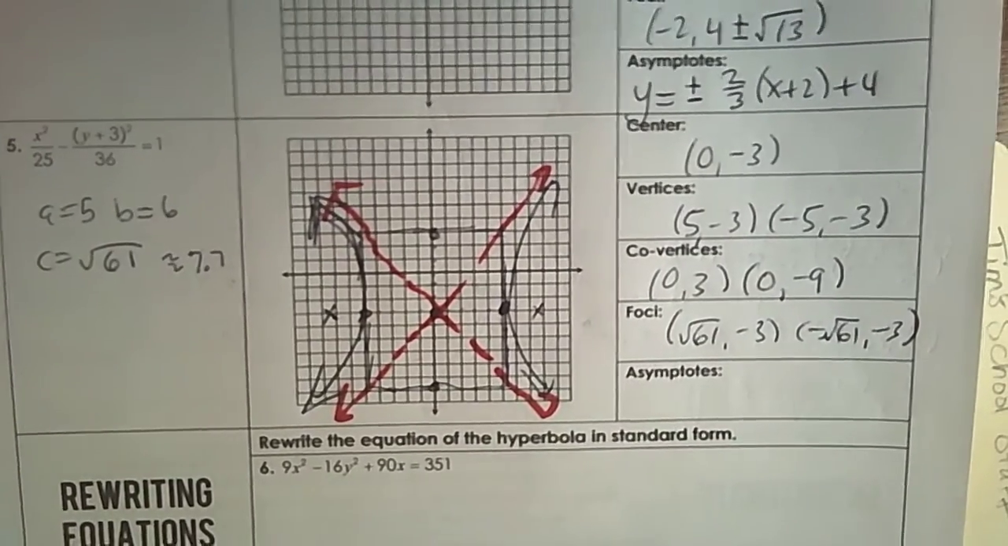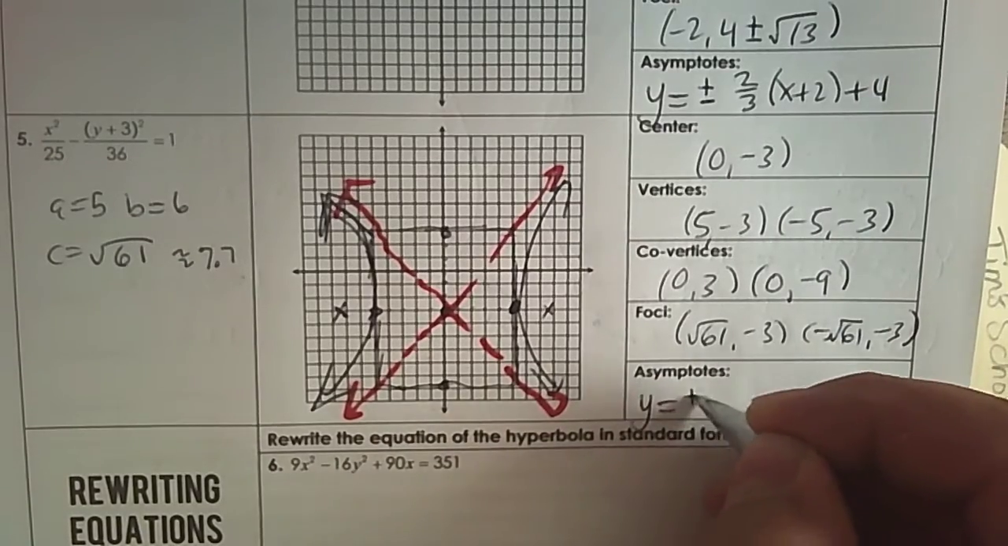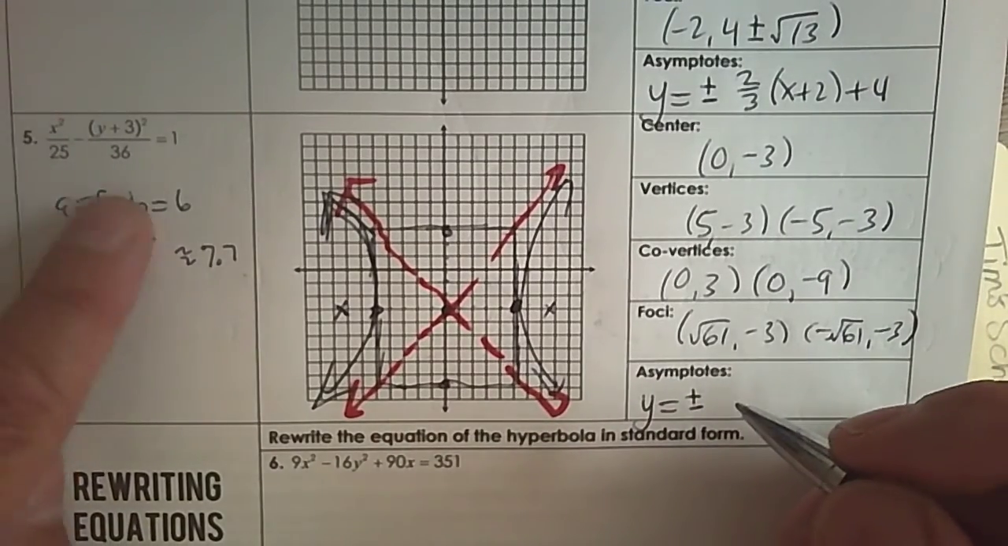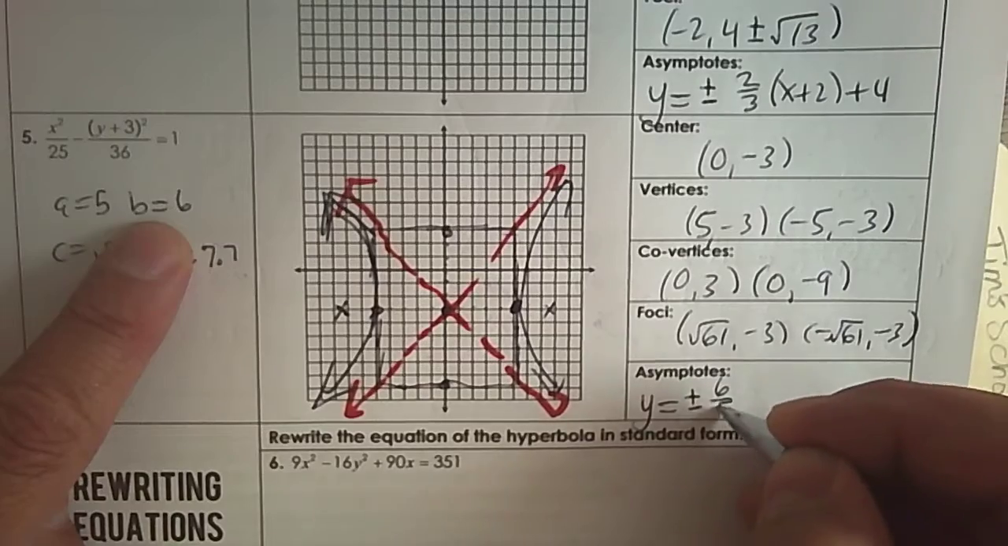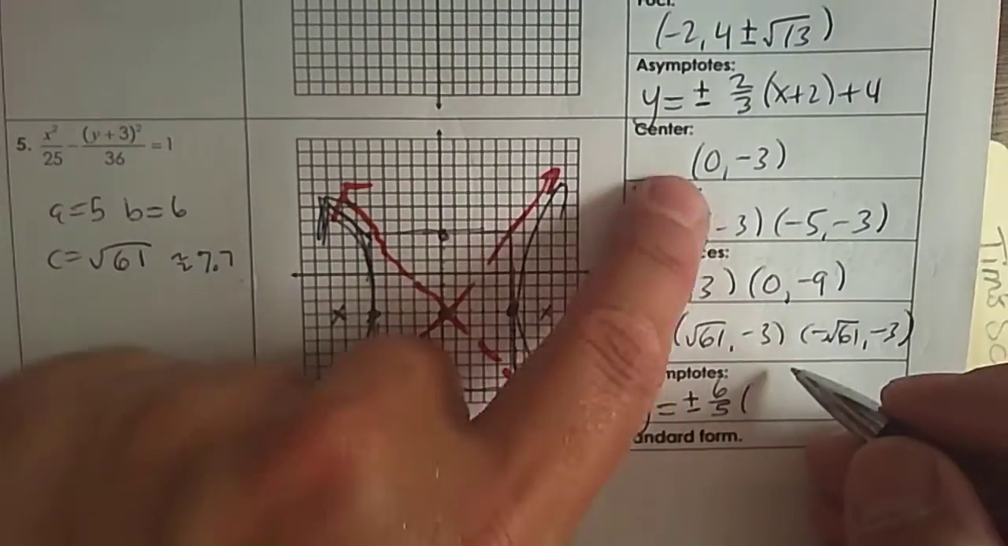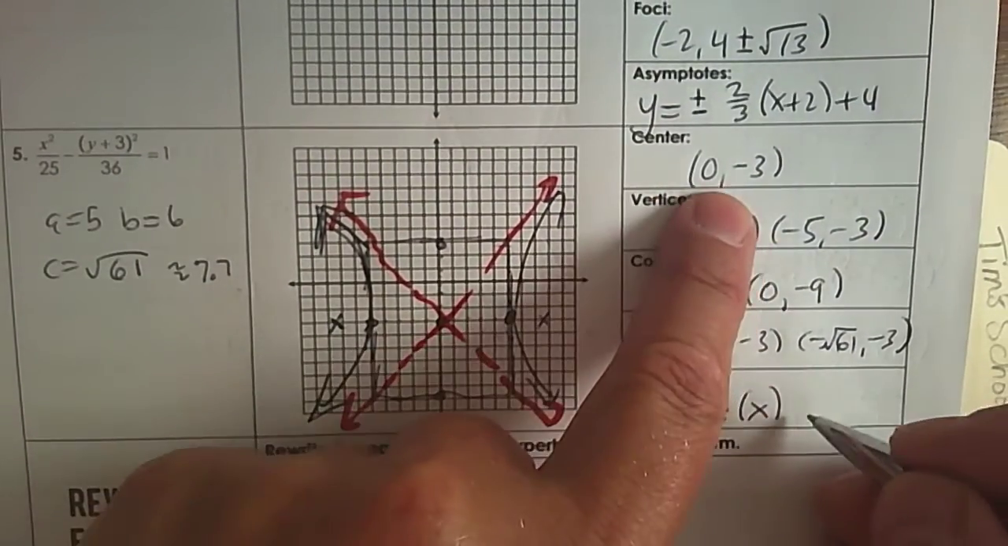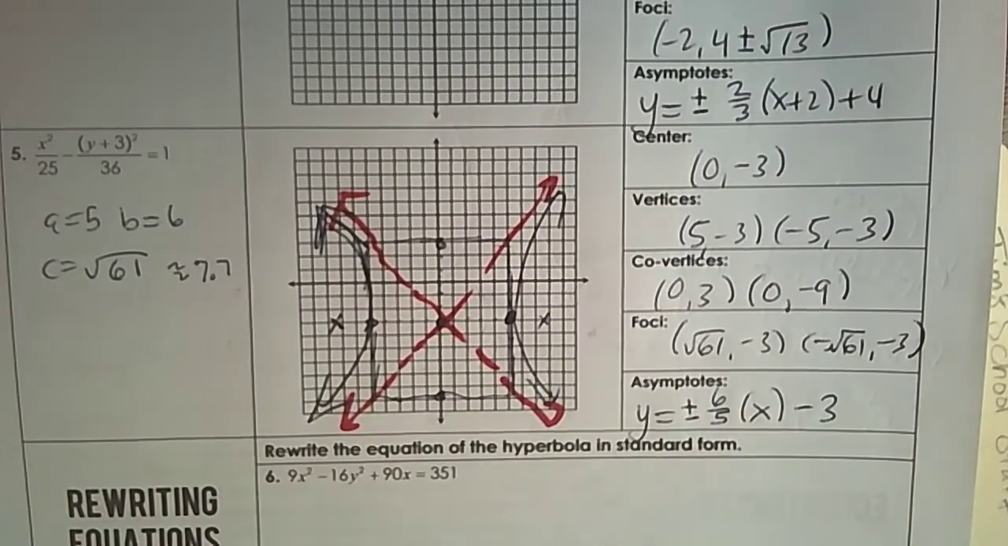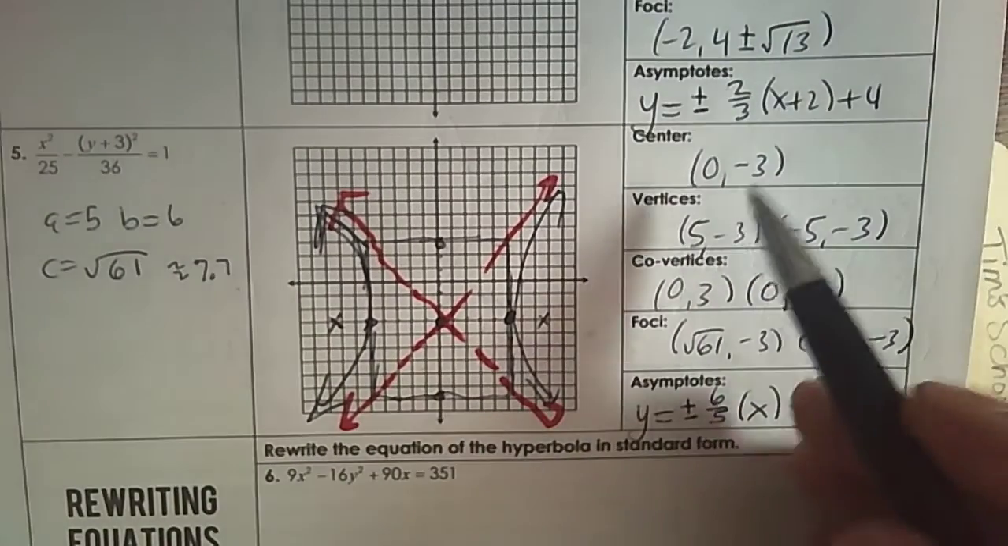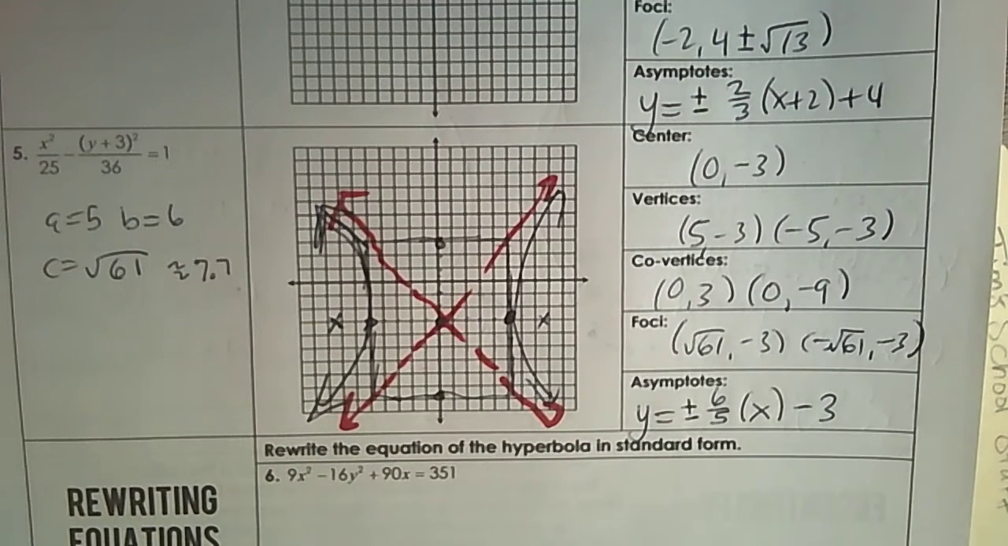Now the asymptotes. So rise over run, plus or minus. Now, which one goes with the y? 6. So it's 6 over 5. And then the center. So it's just x, but then we need to subtract 3. Because the h is 0, I don't need to put plus or minus 0 there. All right, so there's your practice on graphing hyperbolas.